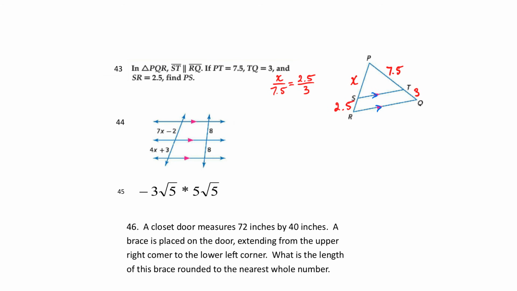Okay, number 44, same thing. All these lines are parallel, so it splits this proportionally. You could do this several ways, but I'm going to do it like this. All right, 7x minus 2 is to 8 as 4x plus 3 is to 8. You're going to cross multiply and solve there.